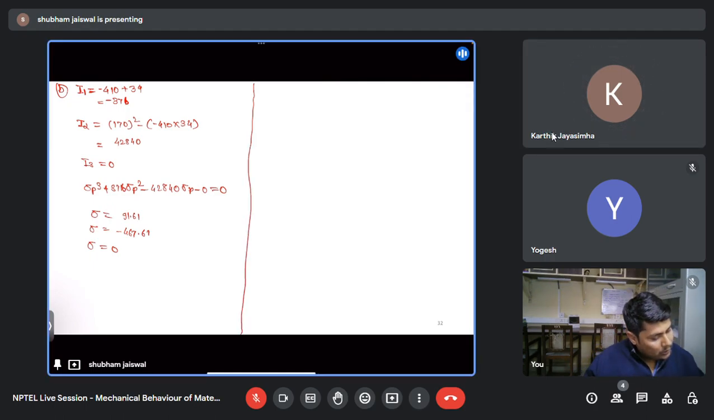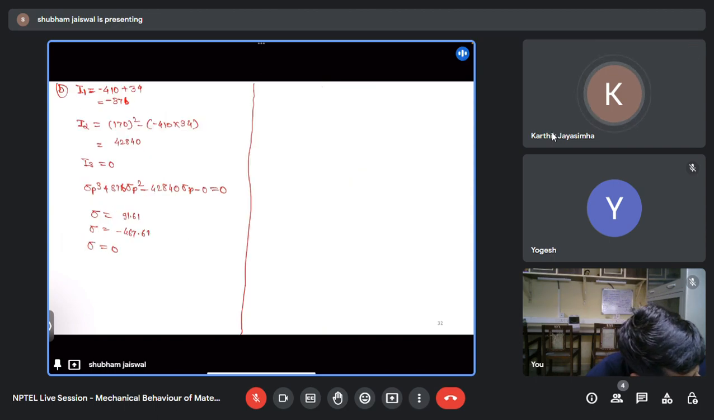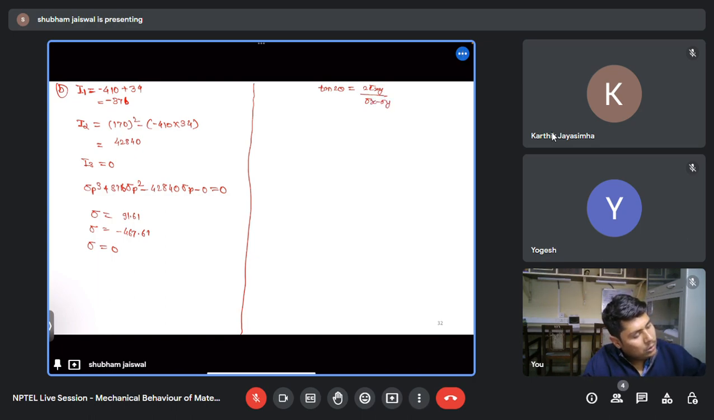Now, what he is asking is the principal stresses and the orientation of the principal axis. The orientation of the principal axis is given by tan 2 theta is equal to 2 tau xy divided by sigma x minus sigma y. That is the orientation of normal stresses.